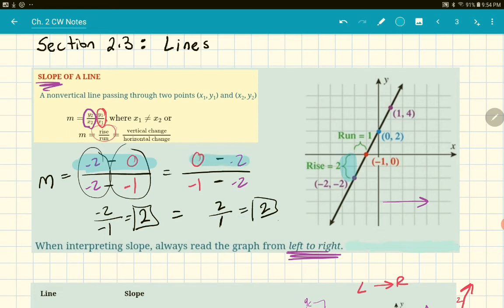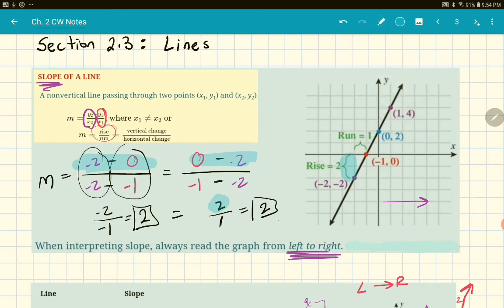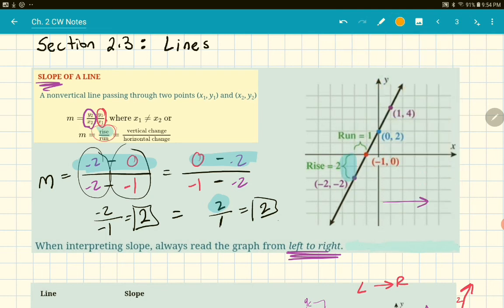So 0 to 2. And so that's my rise. And my run is how much I go to the right. So that distance is going to be 1. So that's -1 minus -2 gives me that 1. So the blue is my rise, the numerator is my rise, and my denominator is my run.